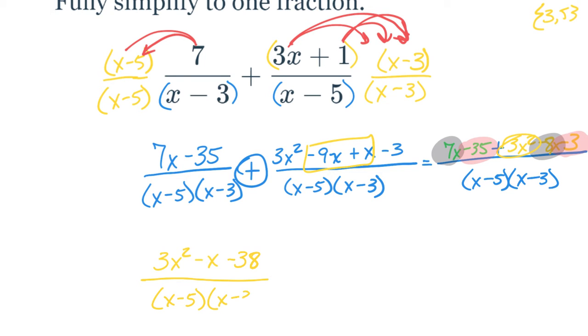Now, for Delta Math purposes, you can leave this just like that. The x minus 3 can be in front, the x minus 5 could be in back. A lot of different ways that this could be written.